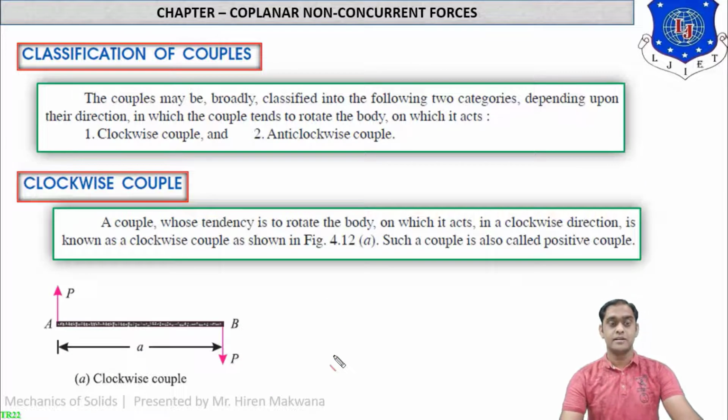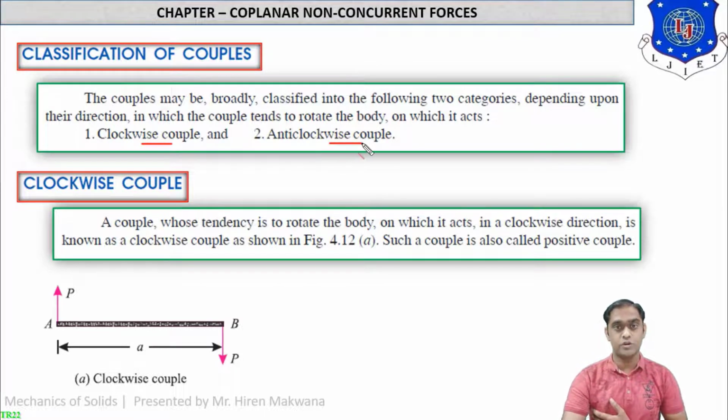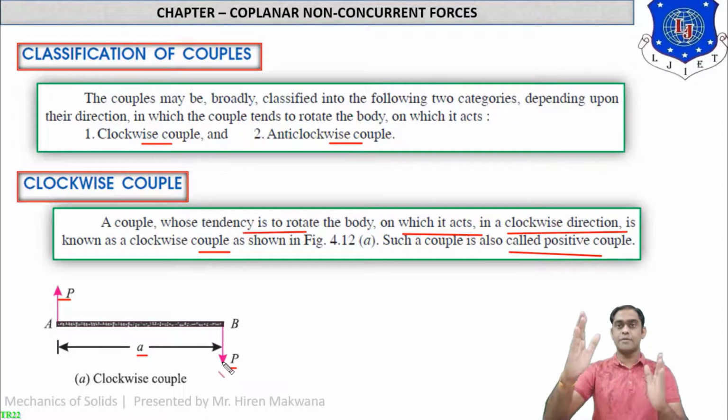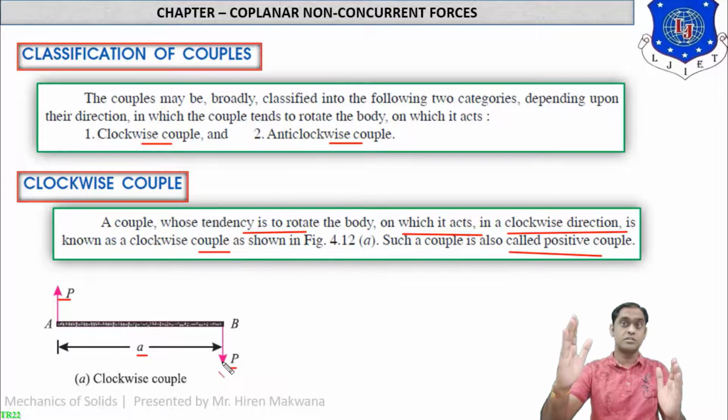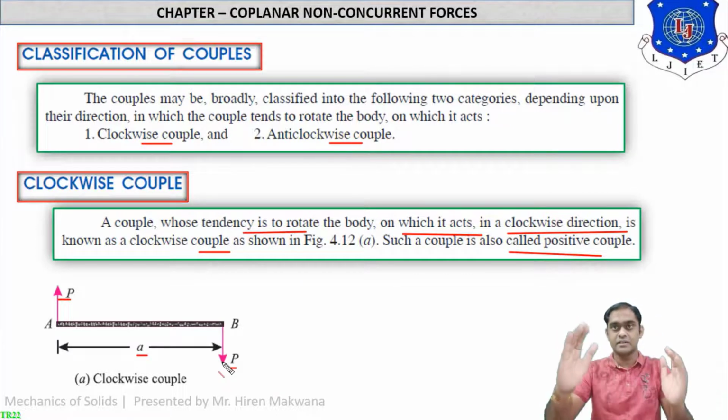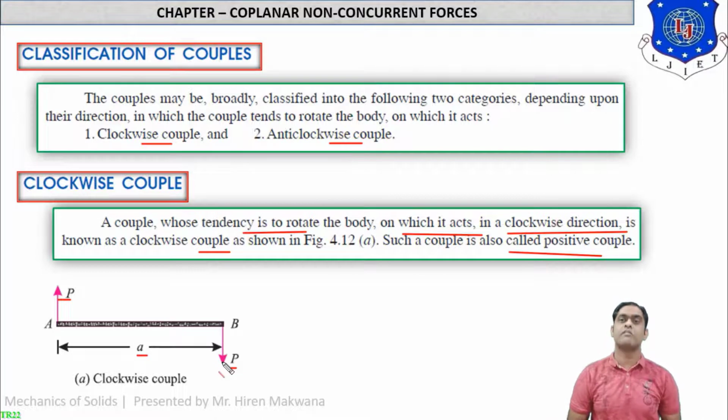Now there are two types of couples: clockwise couple and anti-clockwise couple. Let us see the clockwise couple first. A couple whose tendency is to rotate the body on which it acts in a clockwise direction is known as a clockwise couple, as shown in the figure. Such a couple is also known as a positive couple. You can see the same rod, same figure, two equal and opposite forces P. The arm of the couple is a. But by applying these two forces, the rod is rotating like this, like an automobile steering. So it is a clockwise couple.